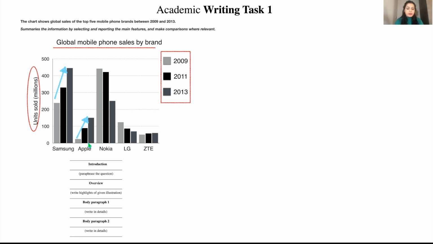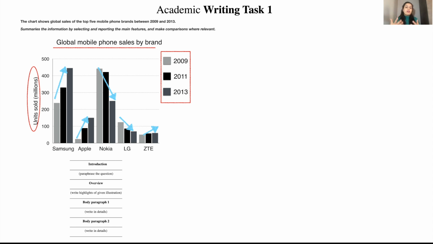Let's see, what about Nokia? Oh, so it showed a decline. So it showed a downward trend. Okay. And if we talk about LG, so again LG is also showing a downward trend. It experienced a decline over the years. And if we talk about ZTE, so I would say that ZTE experienced a slight increase over the years, right? A minimal increase, that is insignificant, okay? All right.